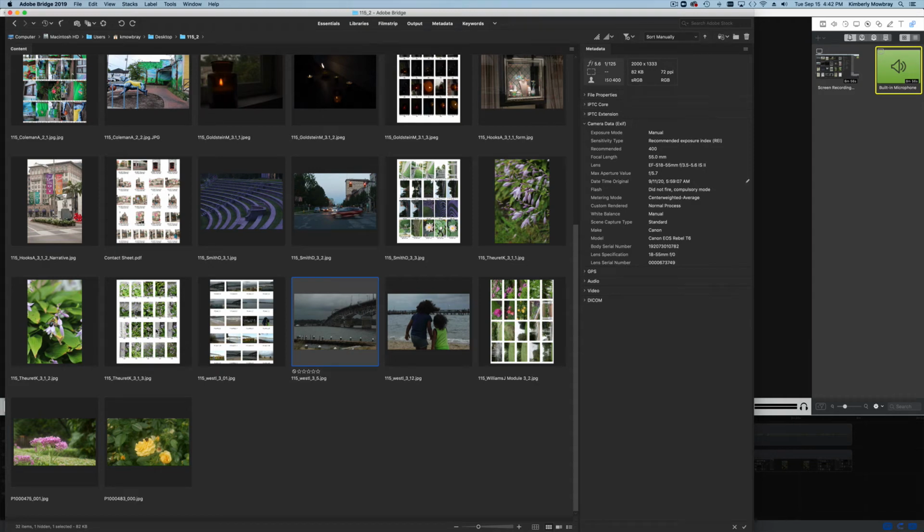So we're looking at Leah's images here. You have ISO 400, f5.6 at 1/125th of a second. So those settings all look good.